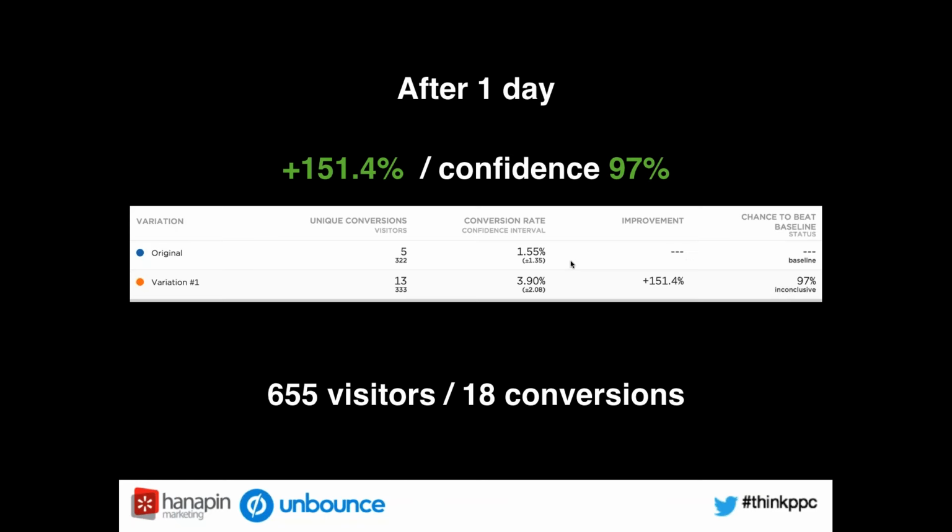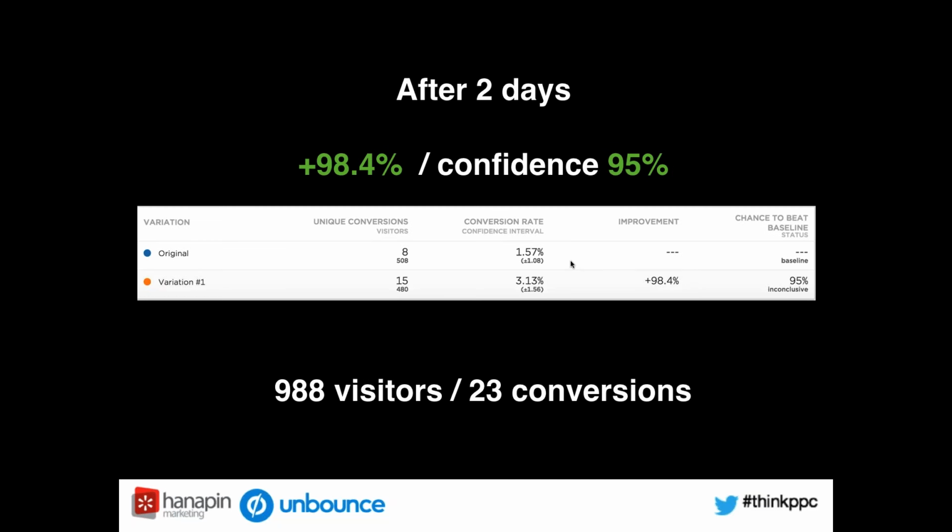Here's an example of a split test where after 1 day we have a significance level of 97% and a lift of 151%, right? Totally solid data after 1 day. Awesome, let's implement it. But on the other hand, we have a pretty small sample. We only have 655 visitors and 18 conversions. So is that really enough? If we're looking at cold numbers, pure statistics, then basically it is. But let's see what happens.